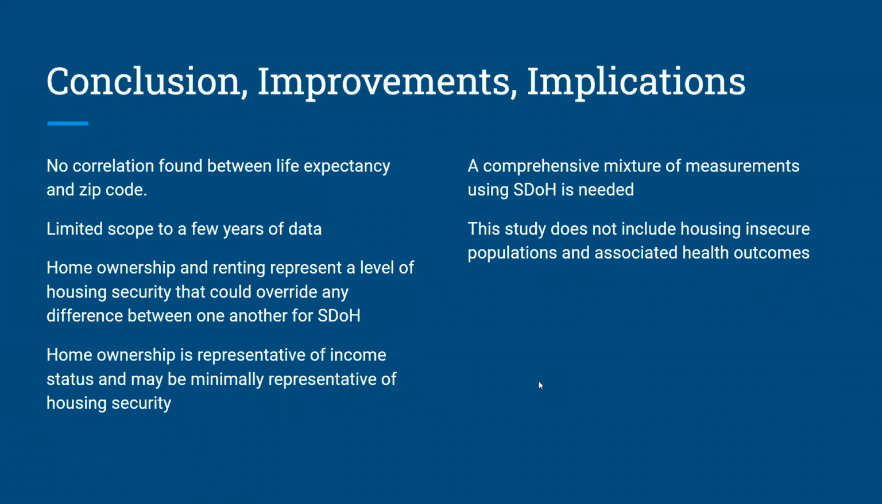So in conclusion, there was no correlation found between life expectancy and zip code. For my study, there was a limited scope of data, and that's within the literature itself on SCALE. There's a lot of discussion about more states and more counties implementing SCALE. Right now, I think there are only about 11 partners with the SCALE project from state and county governments to implement identifying life expectancy inequalities and discrepancies at the sub-county level.